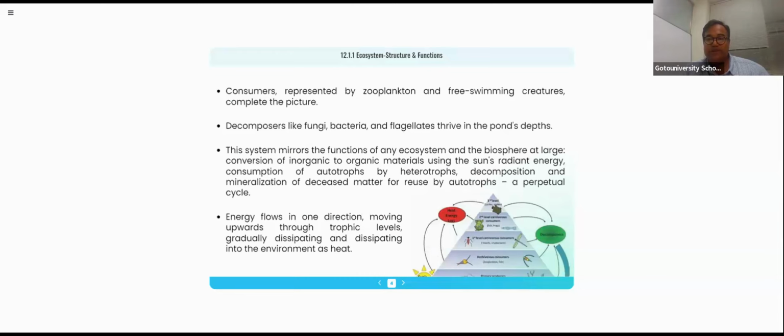So now what we need to understand basically in the consumers. A very good example is zooplankton. Another is free swimming creatures. Zooplankton and free living creatures like this are given two important things.